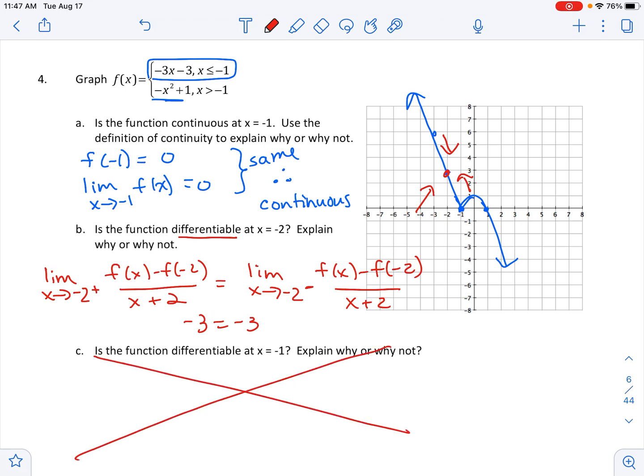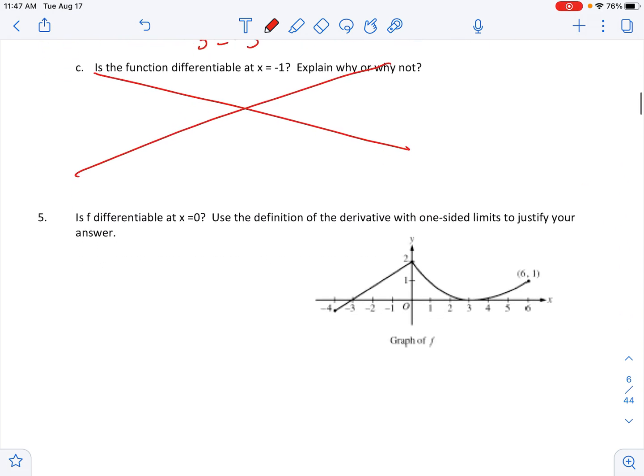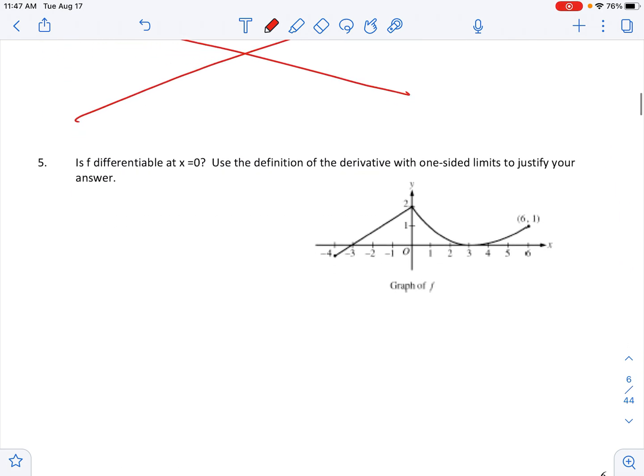Okay, we're going to skip C, and we're going to look at one last one here. Okay, so this one's not a straight line. It's a piecewise. You've got a line as well as a curve. So the question is: is f differentiable at x equals 0? Again, when I look at just the picture, I can tell the answer is going to be no because we have a cusp here. But we want to use that definition of the derivative using the one-sided limits to justify my answer. So let's look at our limits.